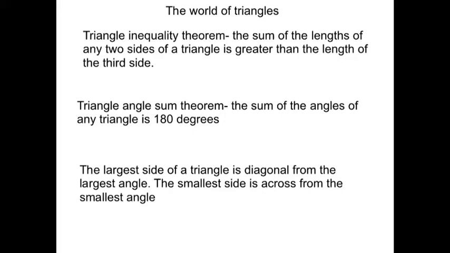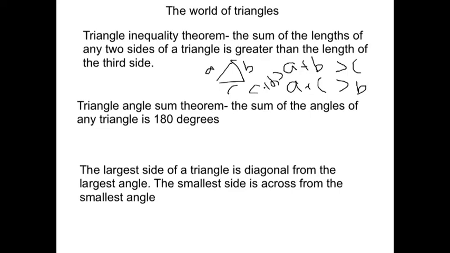And the first theorem is called the triangle inequality theorem, and it discusses the sides of a triangle. So it basically says that the sum of the lengths of any two sides of a triangle has to be greater than the length of the third side. So if you had a triangle and you had sides A, B, and C, it would mean that A plus B would have to be greater than C, or A plus C would have to be greater than B, or C plus B would have to be greater than A.